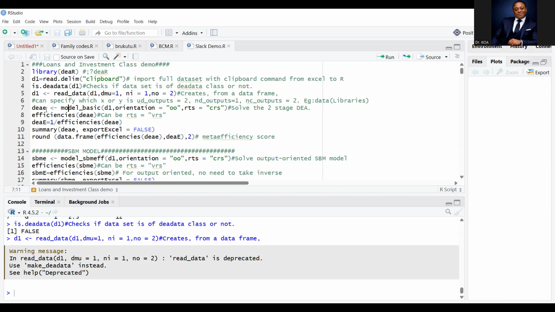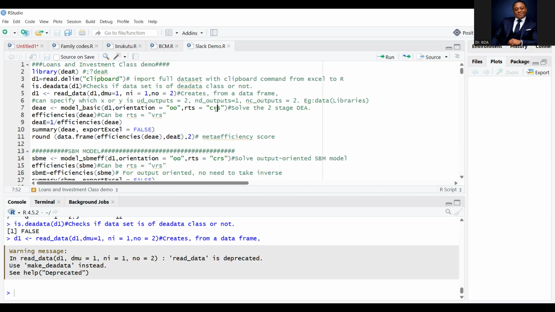DEA. You may have gotten yours separately, it doesn't matter. But you can change it even to here. It's better this way. So DEA means the efficiency score coming from the DEA. The D1 is the name of the data frame. The orientation is output oriented. That's why it's OO. If it is input oriented, it will be IO. And if it is non-oriented, it's NO. And then if it is directional or other things, you can specify. The returns to scale is constant returns to scale.